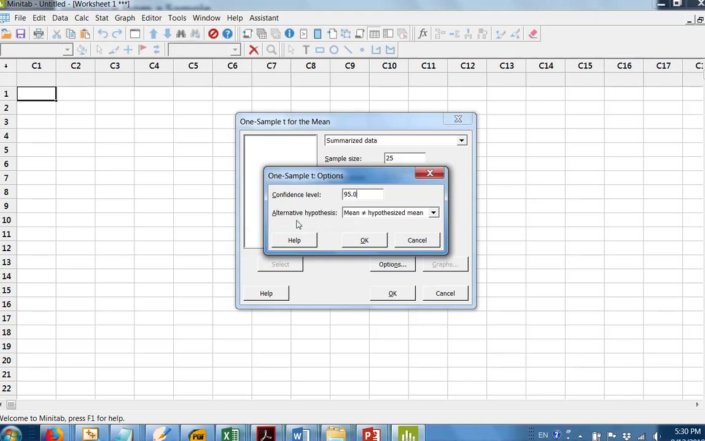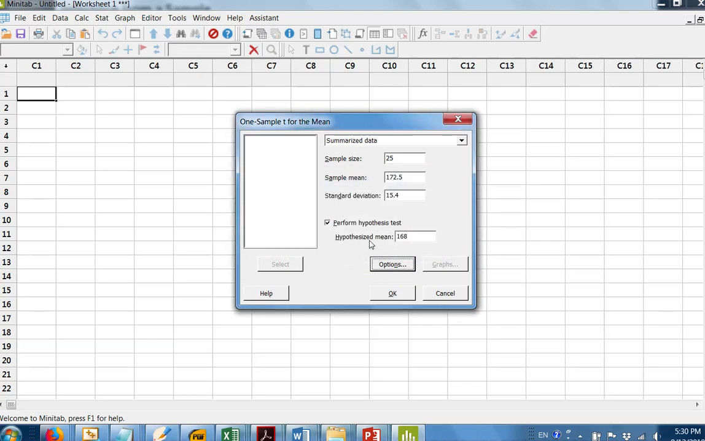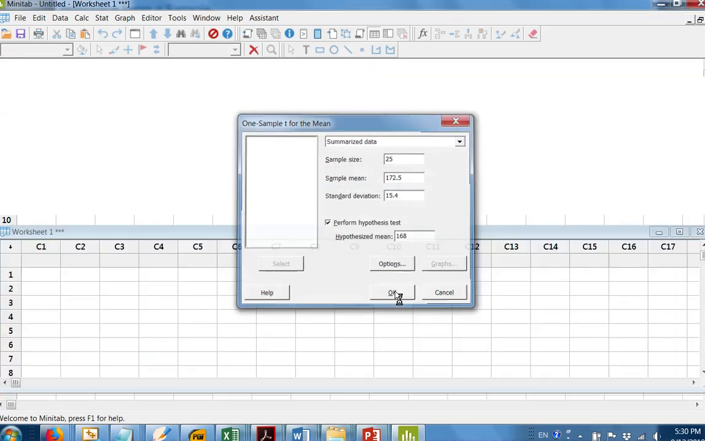We have null hypothesis mean equals 168. Then in the alternative hypothesis, we have that mean is not equal to the hypothesized mean. Sometimes we use lower or upper tail test. Here we use a two-tail test. Then we click OK. Then OK.